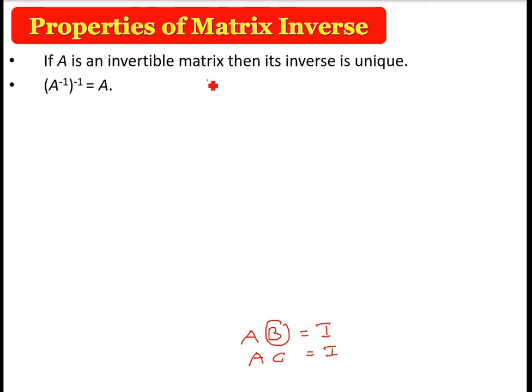If you take the inverse of an inverse, that is, you take A inverse and you take the inverse of the inverse, then the same matrix will come. Inverse of the inverse is the same matrix.